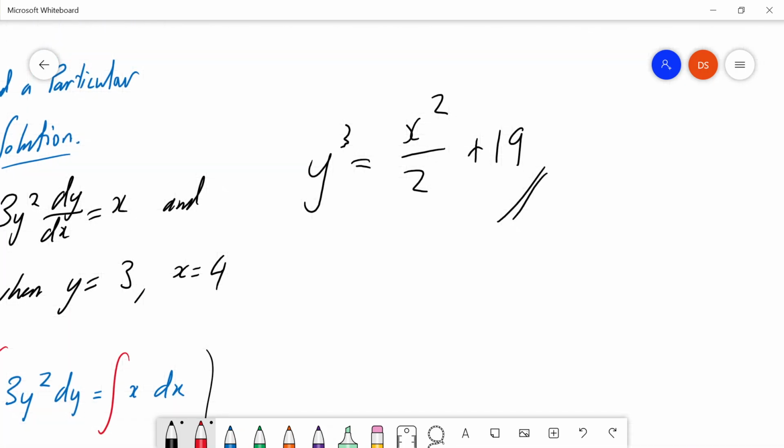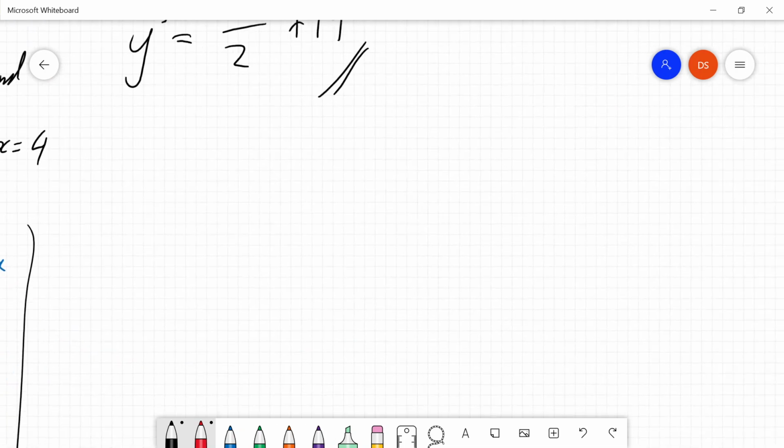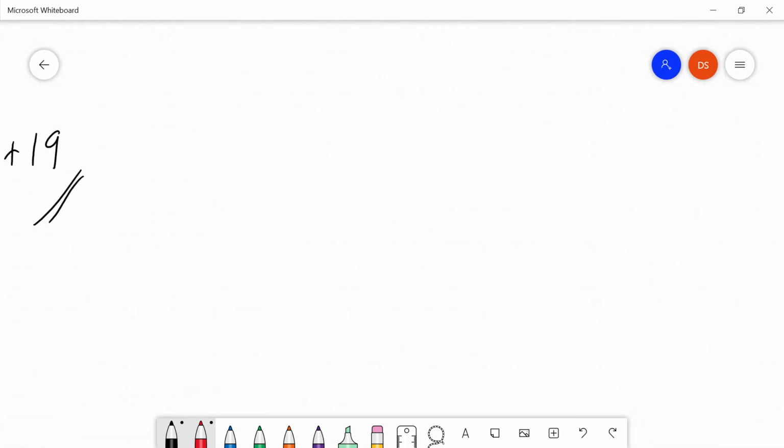Okay, now we can have harder questions. So they might give you a question that looks like dy by dx is equal to 4x times y minus 1. What you need to do here is separate the variables. The easiest way to separate is to divide by y minus 1.